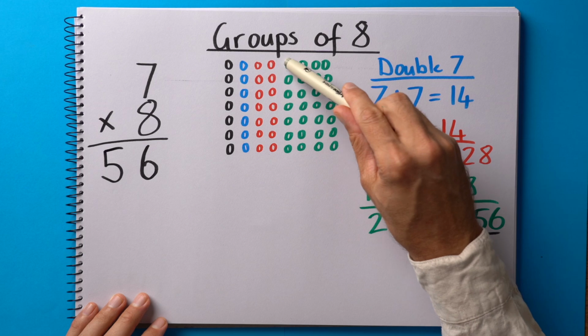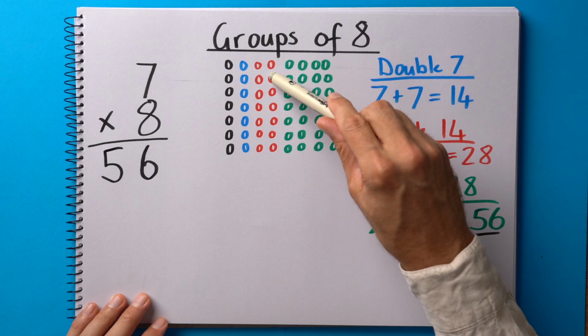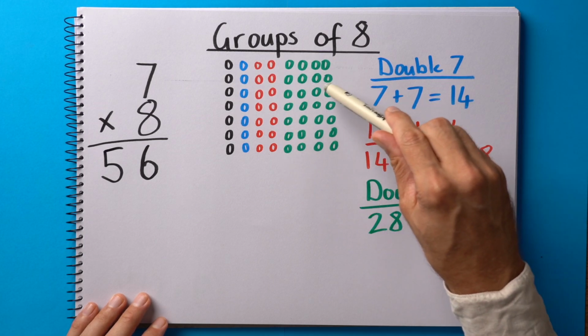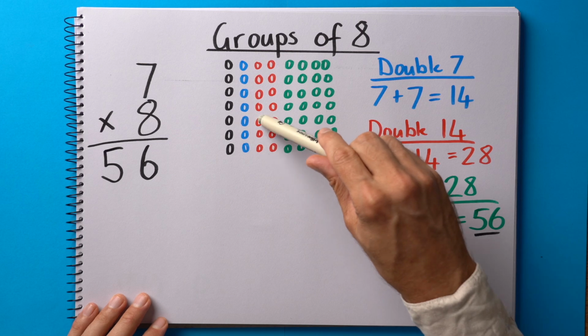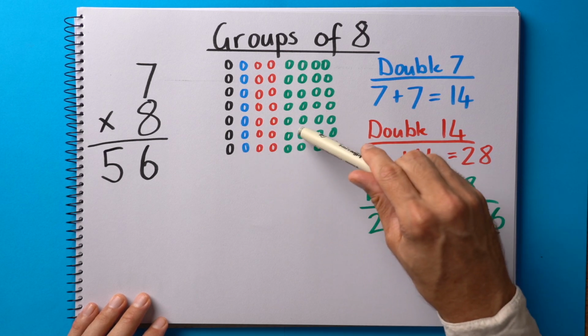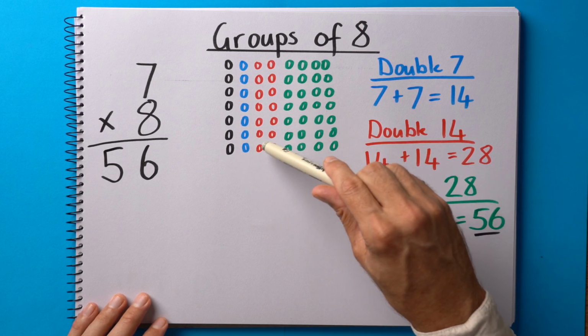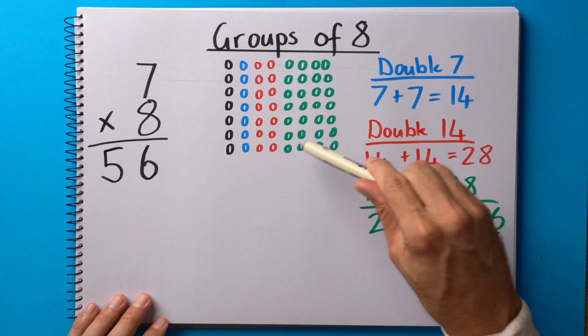I wonder if we counted them, if we would get 56. Let's check. 1, 2, 3, 4, 5, 6, 7, 8, 9, 10, 11, 12, 13, 14, 15, 16, 17, 18, 19, 20, 21, 22, 23, 24, 25, 26, 27, 28, 29, 30, 31, 32, 33, 34, 35, 36, 37, 38, 39, 40, 41, 42, 43, 44, 45, 46, 47, 48, 49, 50, 51, 52, 53, 54, 55, 56. We did it. So 7 groups of 8 is 56.